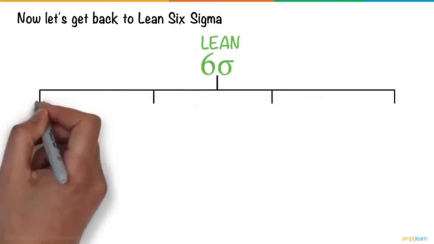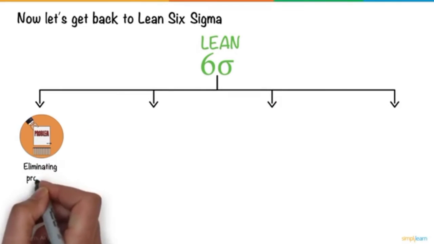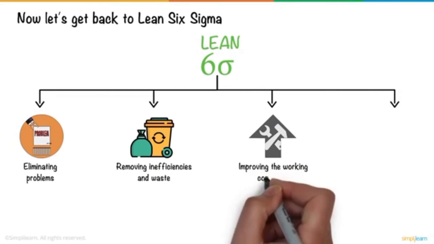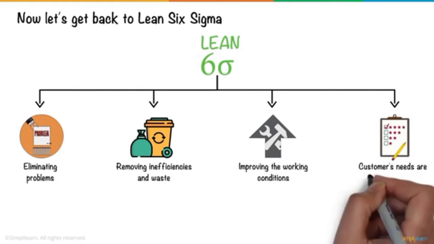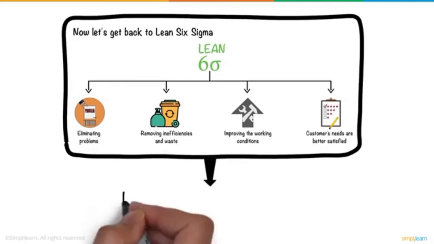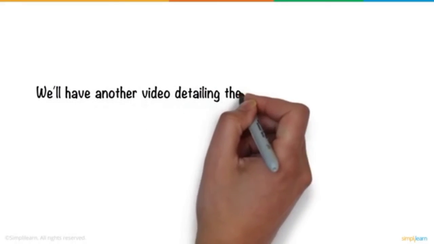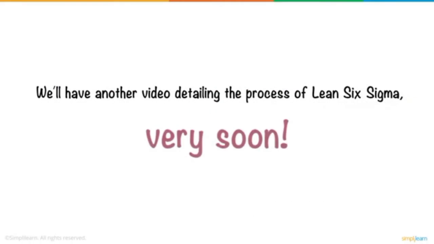Lean Six Sigma is a methodology that focuses on eliminating problems, removing inefficiencies and waste, while improving the working conditions to ensure the customer's needs are better satisfied. It combines the tools, methods, and principles of Lean and Six Sigma. We'll have another video detailing the process of Lean Six Sigma very soon.